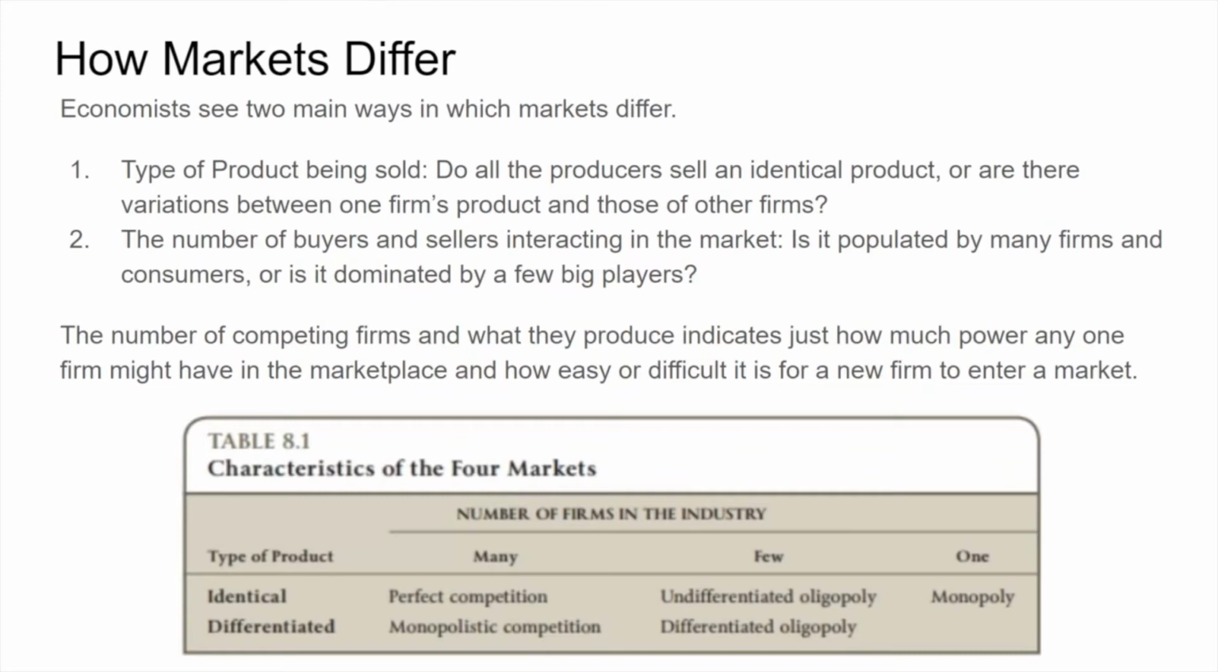How do markets differ? Well, economists really tend to differentiate based on the type of product being sold. Do all producers sell an identical product? In monopoly, it doesn't really matter. But in a purely competitive environment, the identicalness of the product makes buying from one or the other indifferent in the buyer's mind. And what we try to do in order to bring it into the monopolistic competitive world is to vary the product somehow or another, paint it a different color.